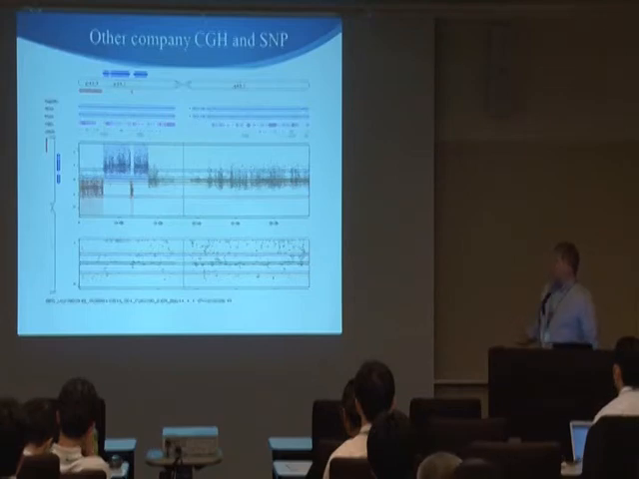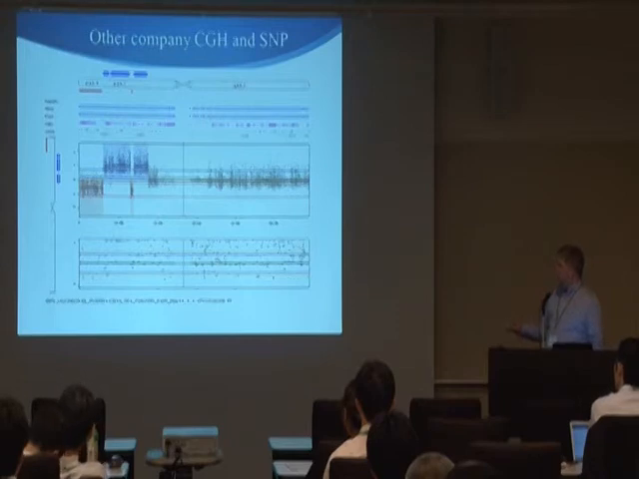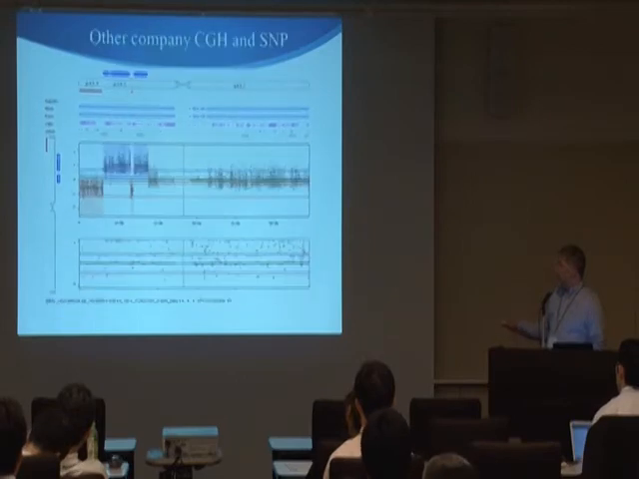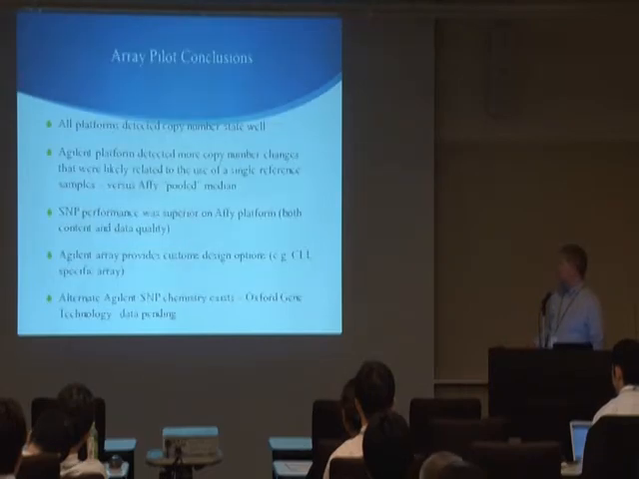And when we looked at some other platforms that also did a very nice job at detecting copy number changes across the genome, although some of them had some more difficulty with these kinds of fixed specimens when looking at the SNP profile. So of course, when you look at the SNP profile here from the AFI chip versus this, it's much cleaner on the OncoScan platform.